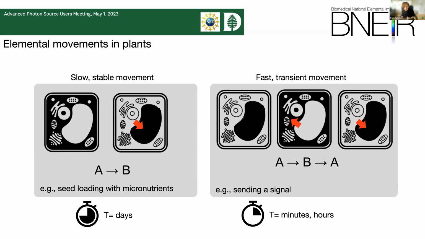It's a fast transient movement because it's a signal. It's like a flash of light. So the element is moving from A to B and then it's going back to A again, and that's taking place over hours or even minutes. So if the imaging mechanism that we're using takes longer to image the plant than this element is spending at point B, then we're never going to find it there. We're never going to see it there, even though it has dramatic downstream events on other elements.